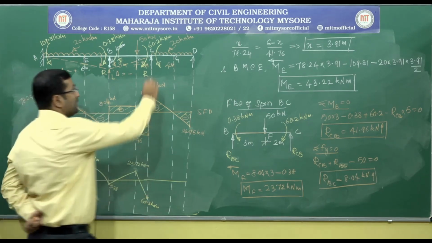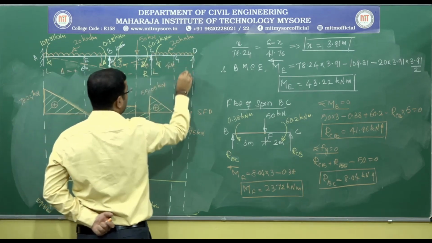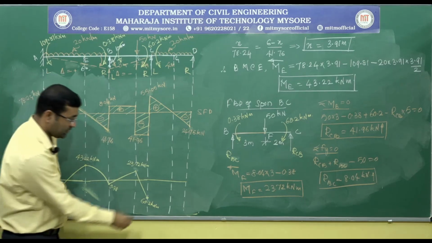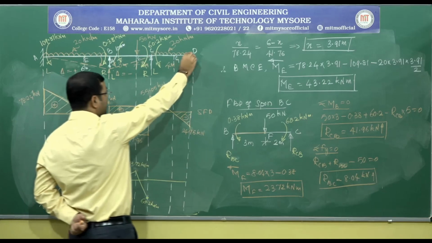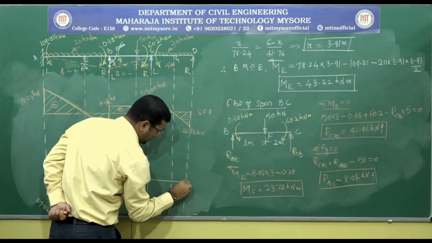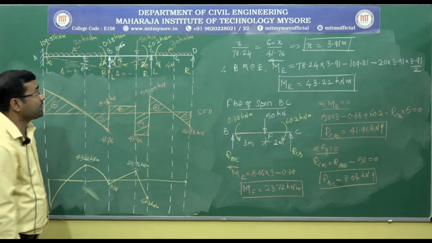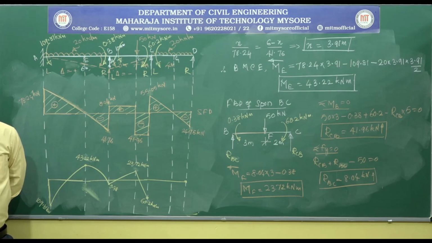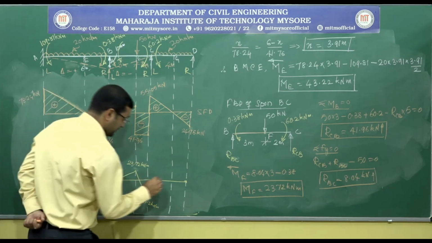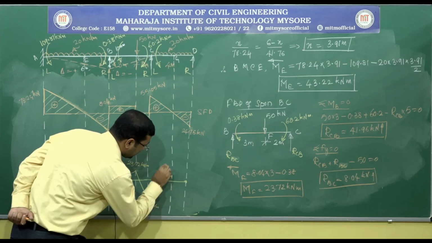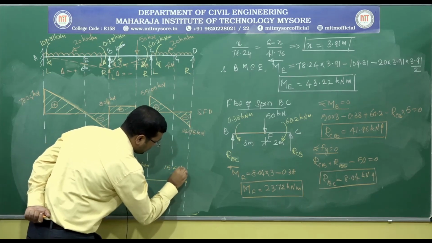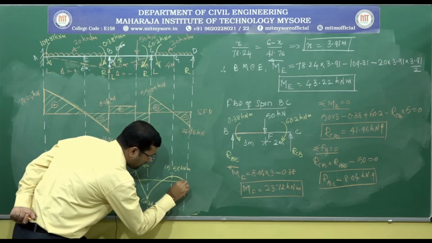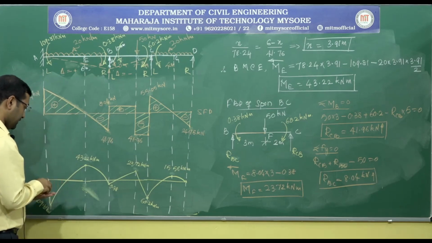Right. Coming to the last span CD, C is on the left side and D is on the right side. Left side we have an anticlockwise moment, so it is as represented. Right side we don't have any moment, it means it is 0, so exactly on the datum line. But at point G we have a positive bending moment, that is MG equal to 15.56. So somewhere here I need to represent it as 15.56 kilonewton meter. Because of the UDL, the variation will be parabolic in nature, right?